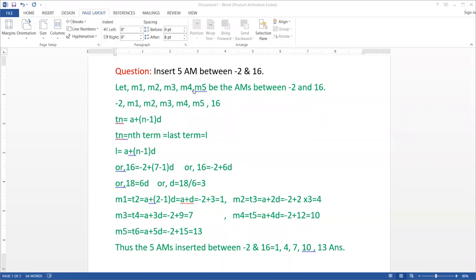Okay, hello everyone. So this is about inserting arithmetic means between the two extreme numbers given in the question. First of all, you have to identify that -2 and 16 are nothing but the extremes, and the number of terms in between are the means. And here it is about arithmetic means. So you have to insert 5 arithmetic means between these two extreme terms, -2 and 16.